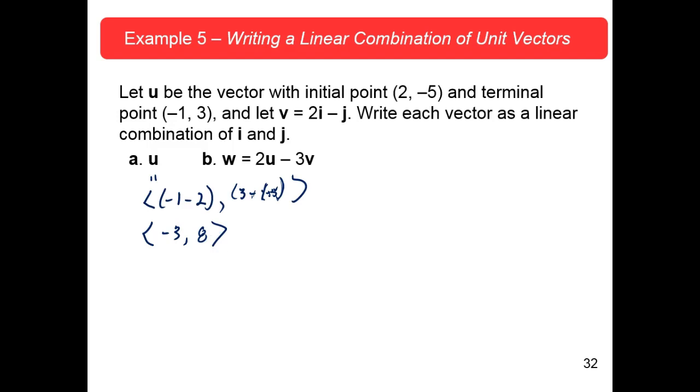Now write it as a linear combination of i and j, which is a piece of cake to do. What would that be? This is the horizontal component. This is the vertical component. This is the component in the x direction. That's the component in the y direction. So what would this be in ij notation?